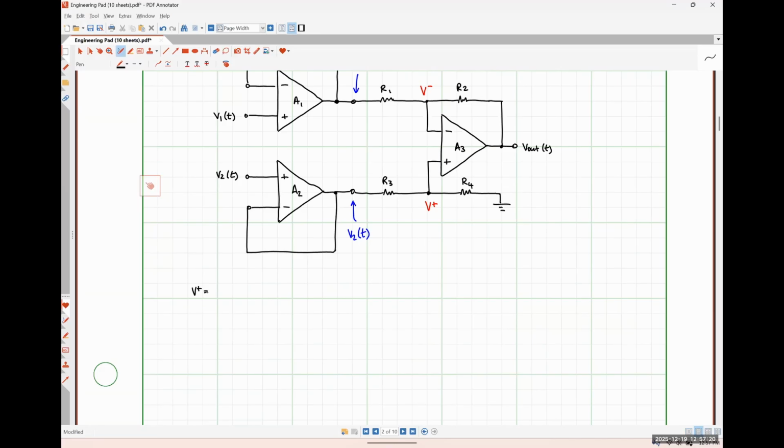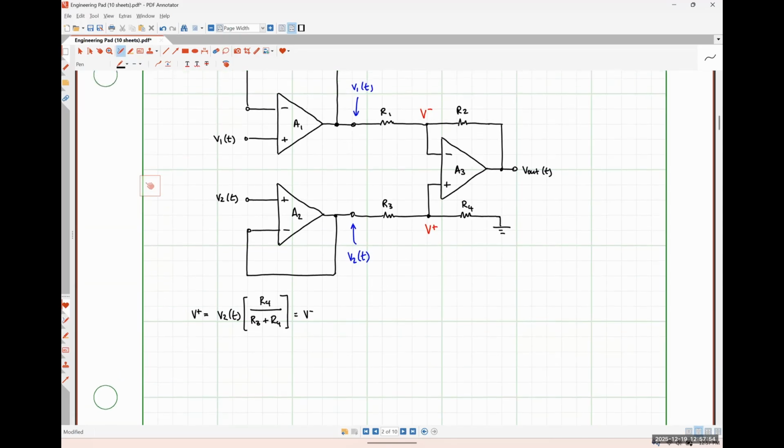Because I have a simple voltage divider network there, it's going to be V2 as a function of time multiplied by the resistance R4 over R3 plus R4. And that means that that voltage V minus is the same thing. So I'm just going to put a note over here: V plus is equal to V minus. So now I could apply KCL at the non-inverting input node of amplifier A3.